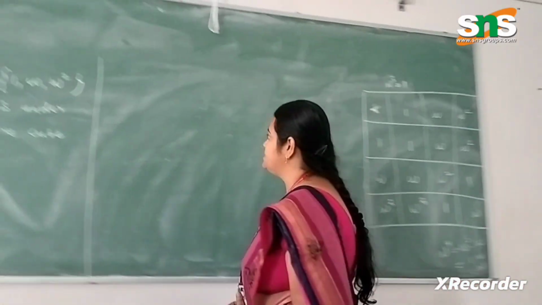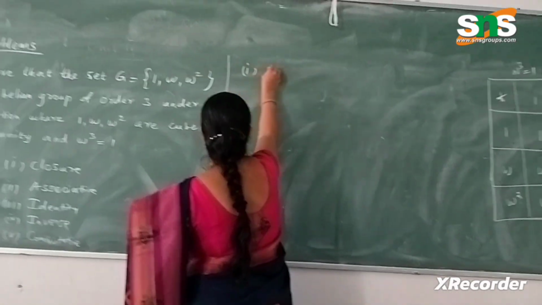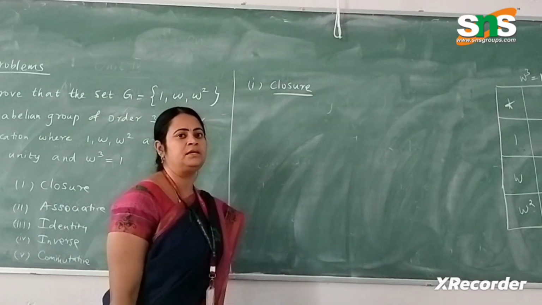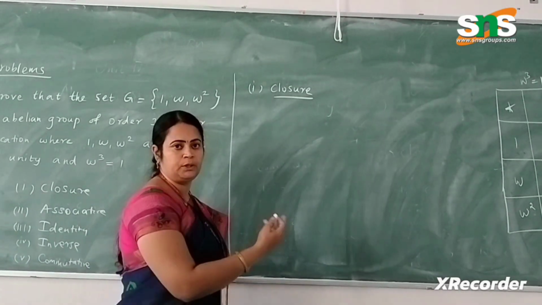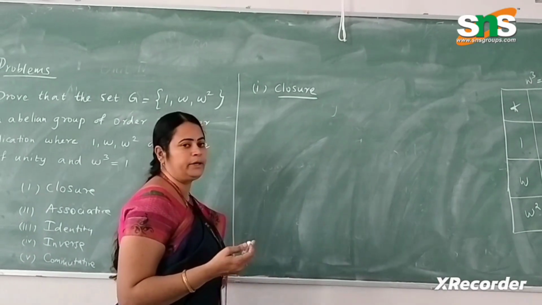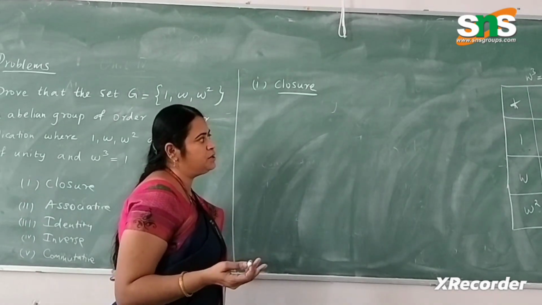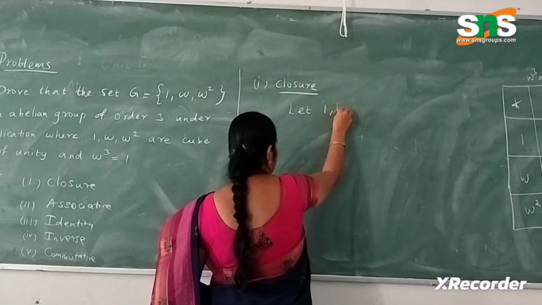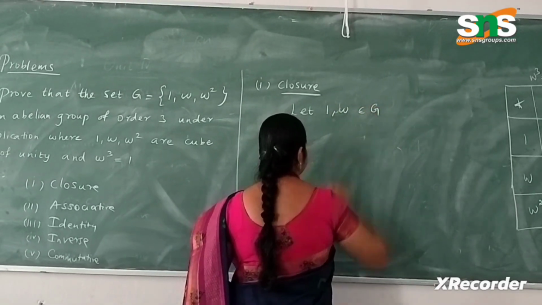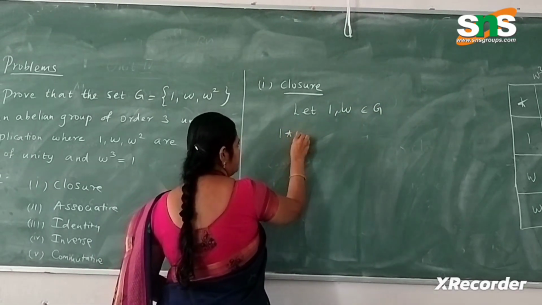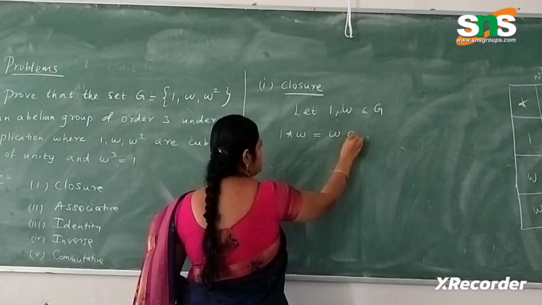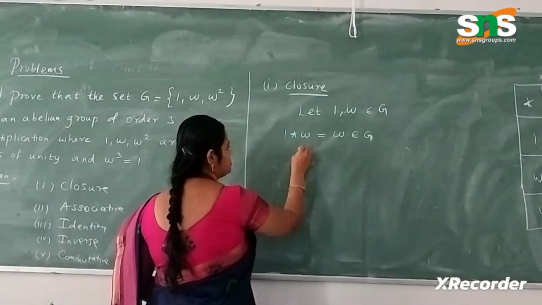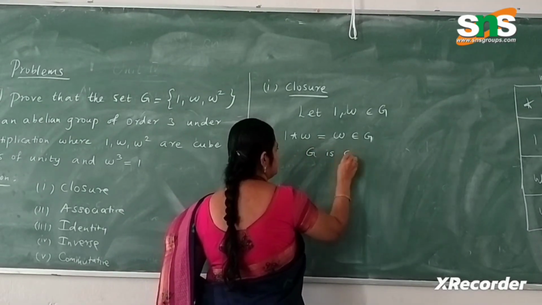Next, let us prove the conditions. The first condition is closure. How will you prove this closure condition? You have to take any 2 elements from the group and apply the product. Let us take 2 elements, 1 and omega, belonging to the group G. Then 1 into omega, the answer is omega, which also belongs to G. So omega is also in this group. Therefore G is closed.